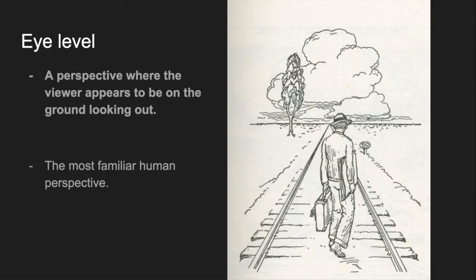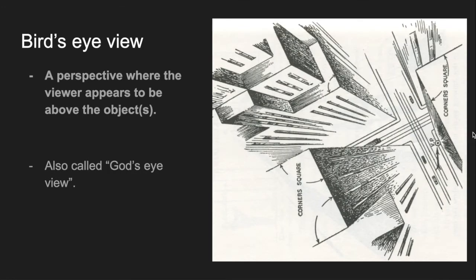Eye level is a perspective where the viewer appears to be on the ground looking out, and this is the most familiar human perspective. Bird's eye view is a perspective where the viewer appears to be above the objects. It can also be called God's eye view.